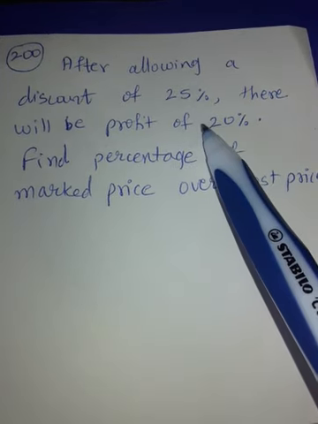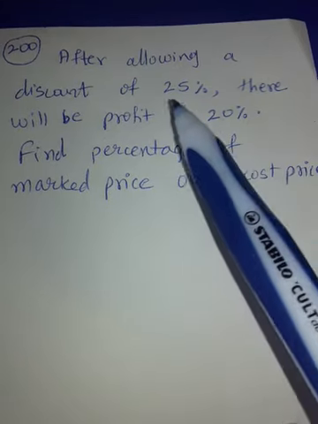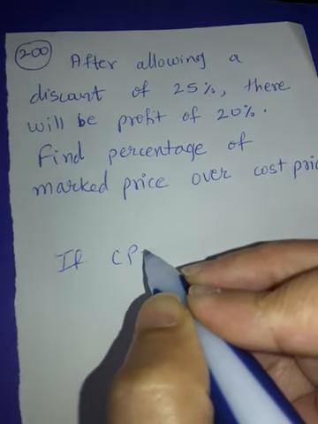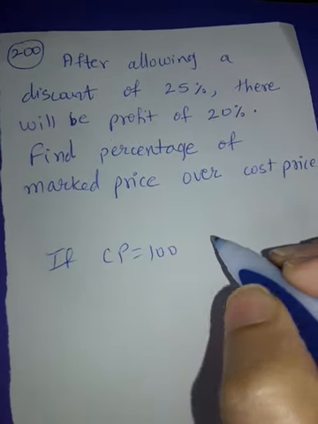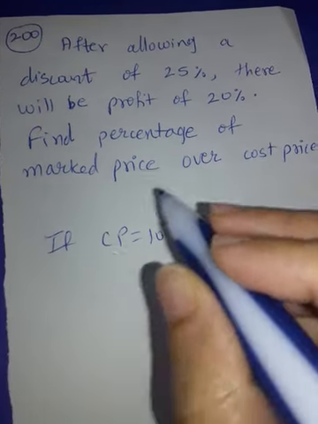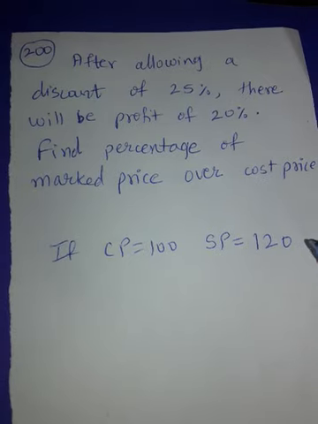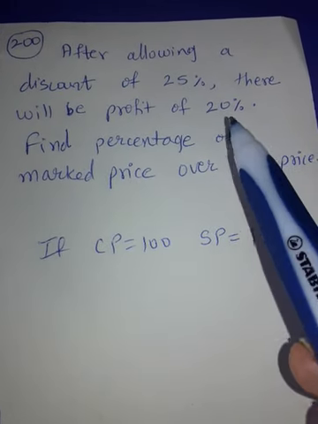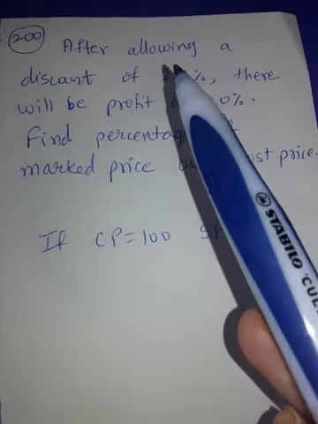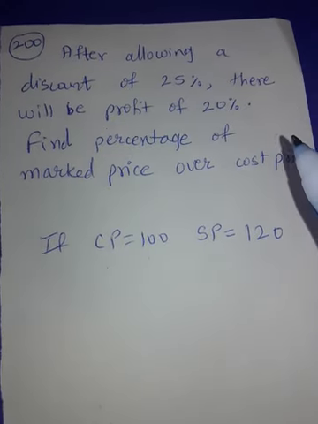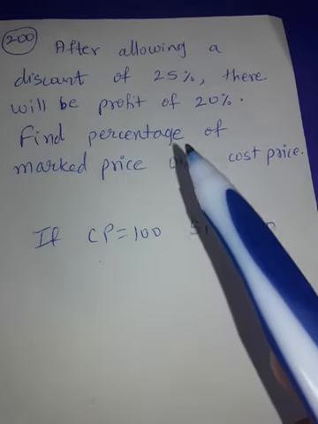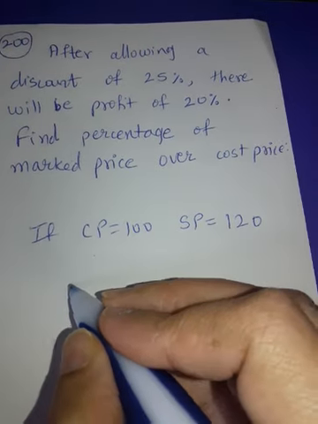After allowing a discount of 25%, there will be a profit of 20%. So how we will start? If CP is 100, profit of 20%, that means SP will be 120. You have seen this many times, so please watch earlier clips of profit and loss to understand this relation. 20% profit. If CP is 100, SP will be 120. Now they are saying discount was allowed of 25%. Now discount is always on MP, we know that. And after giving discount, we arrive at SP.